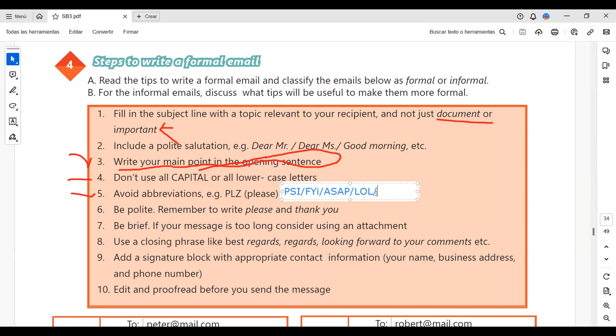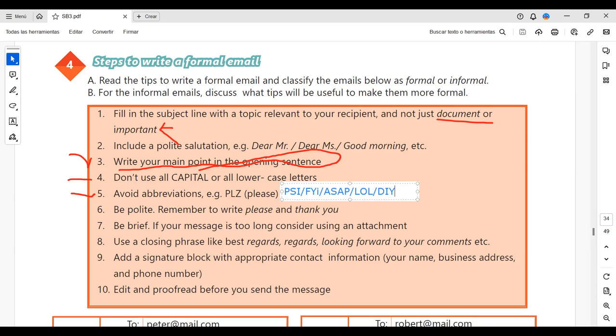And there is another one that is very famous. This is very famous there in the apps. Haven't you heard about this? No. DIY. Do it yourself. DIY. Right? Okay.